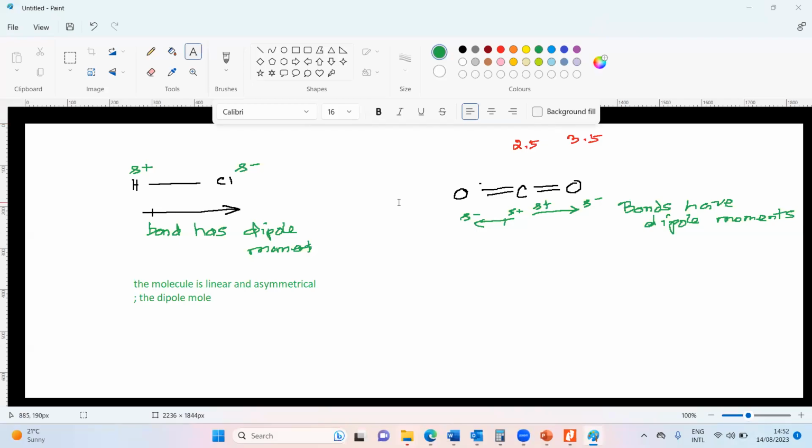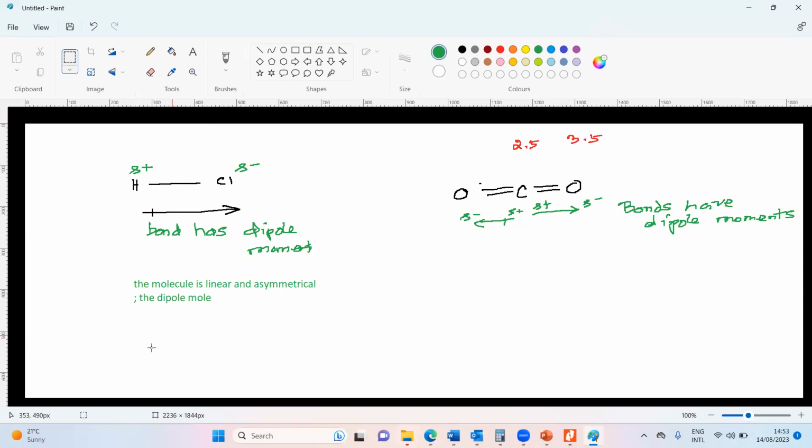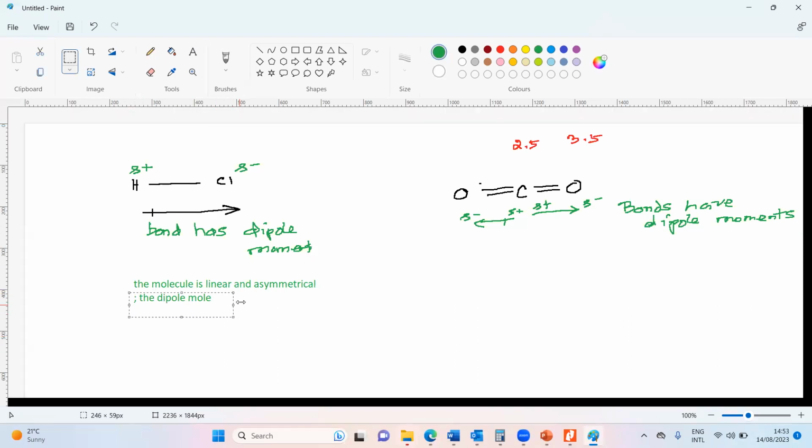If I try to repeat what I said, this HCl molecule is linear and asymmetrical. What's the meaning of this asymmetrical word? We had to say it like this. Let me remove this first. The molecule is linear and symmetrical.